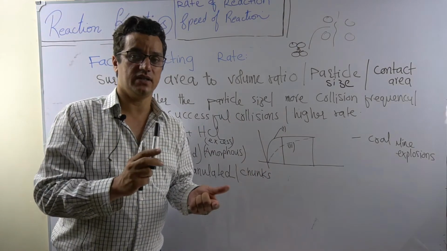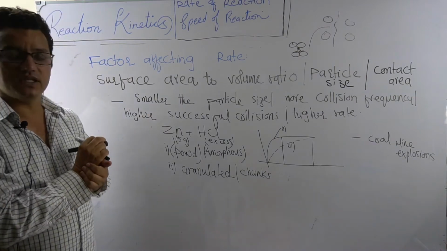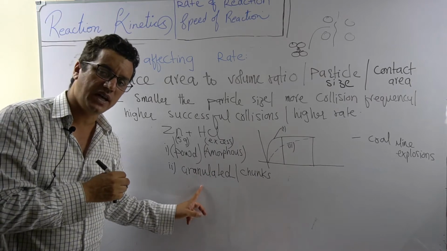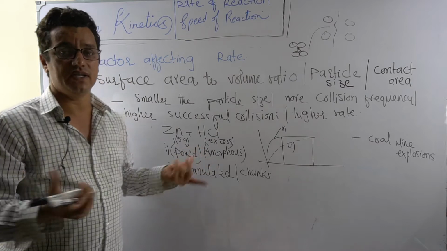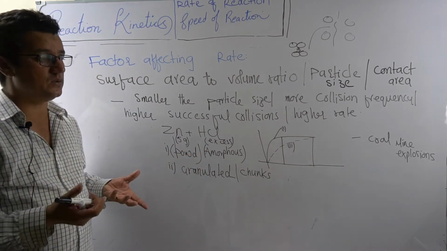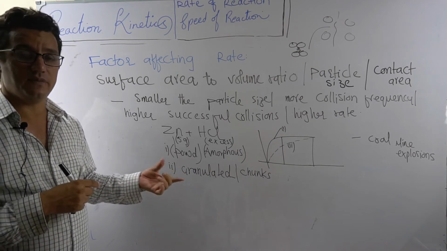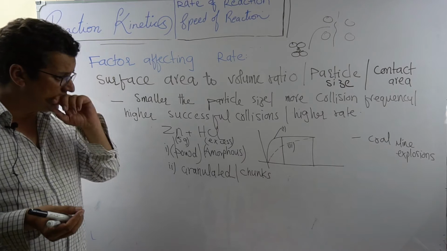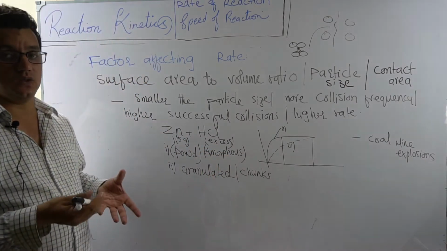So the prerequisite is, if there is a solid involved, it must not be in chunk form, not in big granule form, not granulated, if you want a higher rate. However, in some cases, if the reaction or experimental situation says that chunks are there, it means you need a slower rate. You need the gas at a slower rate, or the reaction you want to proceed at a slower rate.